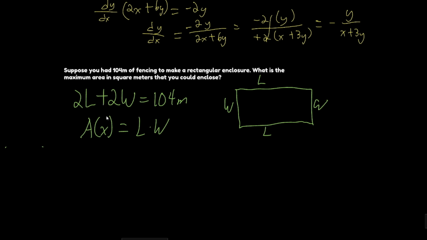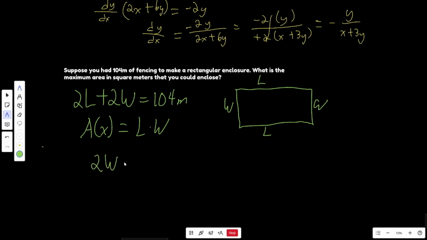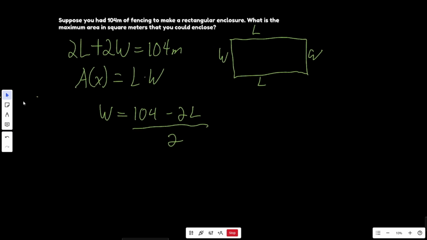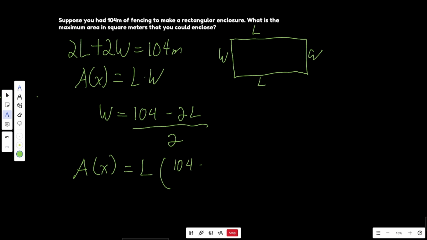So we're going to move 2L to the other side, which gives us 2W is equal to 104 minus 2L. And you want to divide everything by 2 so that we don't have any more 2 here on the left side. So now we can say that our formula for area is going to be equal to the length times (104 minus 2L) over 2. And we want to maximize this function.